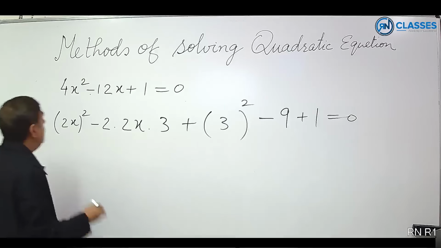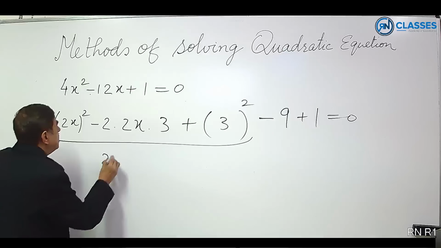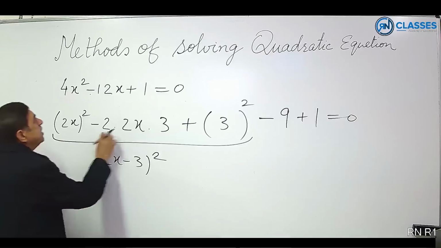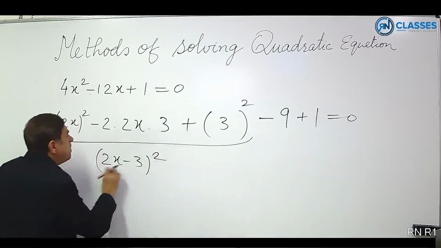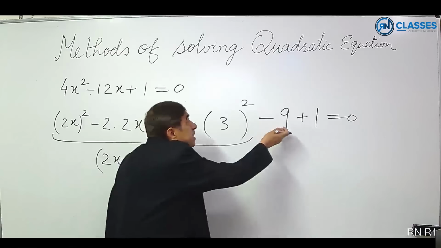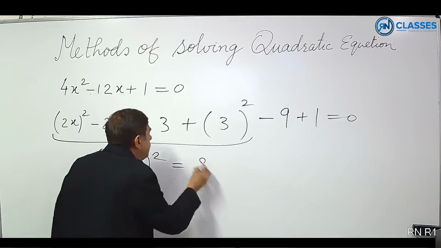Alright. What does it become? 2x minus 3 whole square. a square minus 2ab plus b square is a minus b whole square. And minus 9 plus 1 is minus 8. If we change the side, this is equal to 8.